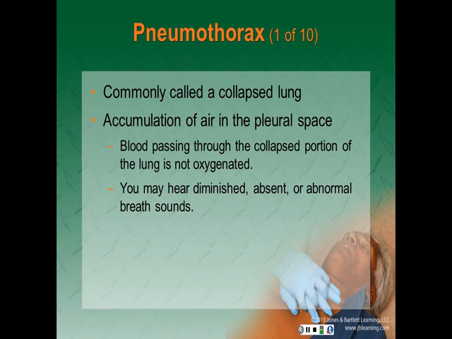Next, we're going to talk about some complications and management of chest injuries, and the first one we're going to talk about is a pneumothorax. It's commonly called a collapsed lung, and it describes an accumulation of air in the pleural space. Air enters through a hole in the chest wall or surface of the lung, and the patient's attempts to breathe cause the lung on that side to collapse.